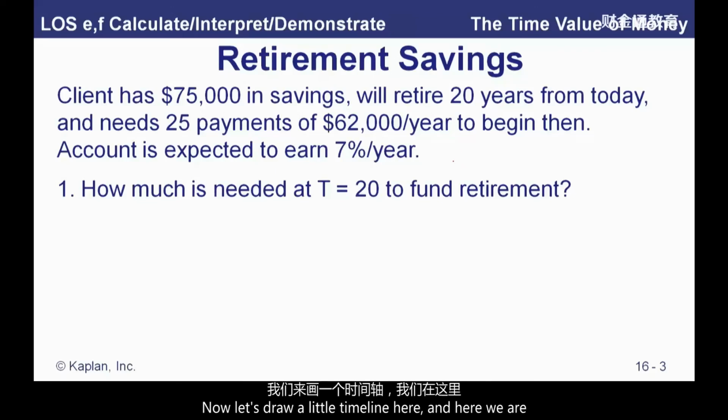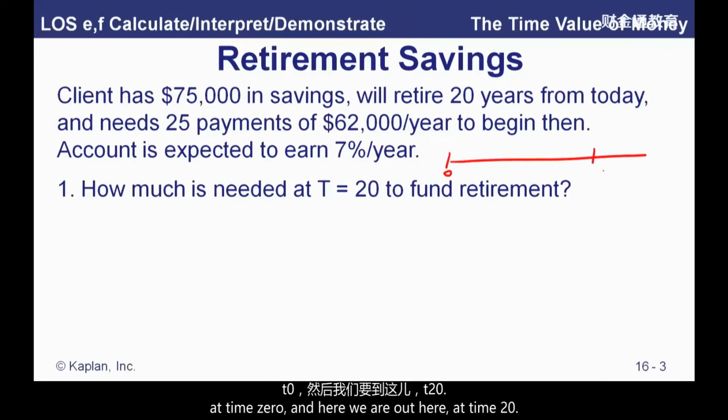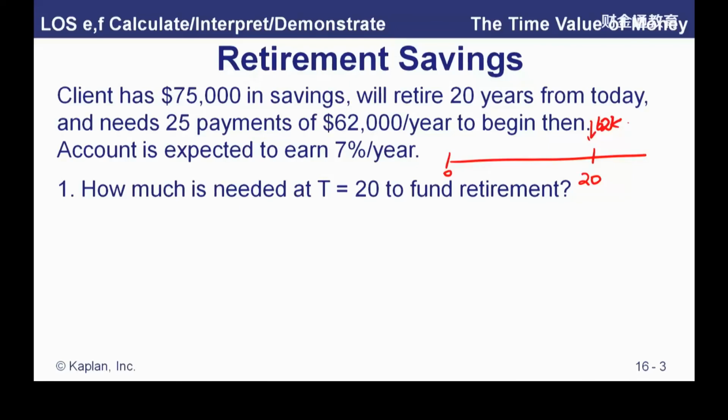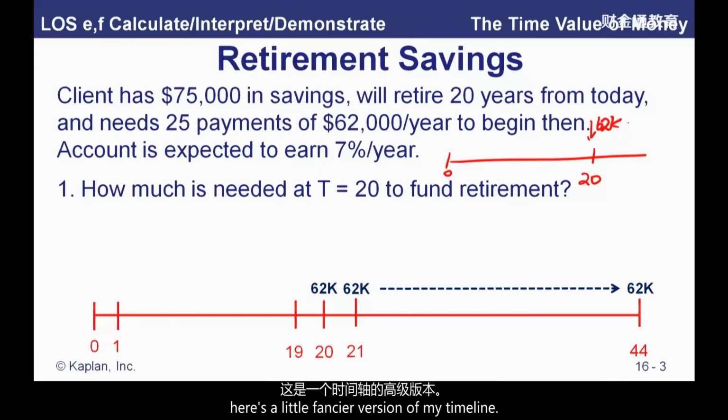Now, let's draw a little timeline here. And here we are at time 0, and here we are out here at time 20. So this is where the first $62,000 payment comes out. Here's a little fancier version of my timeline. We've got those 25 payments of $62,000, first one at time 20. That's the day he retires. We're also going to see the day the last deposit goes in as well, but we don't need to look at that yet. So we need $62,000 a year for 25 years, starting 20 years from today.